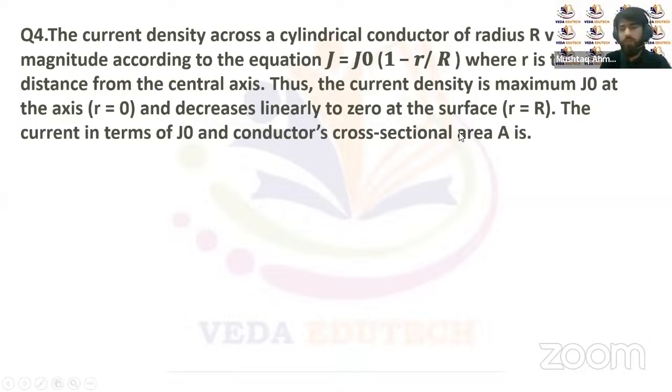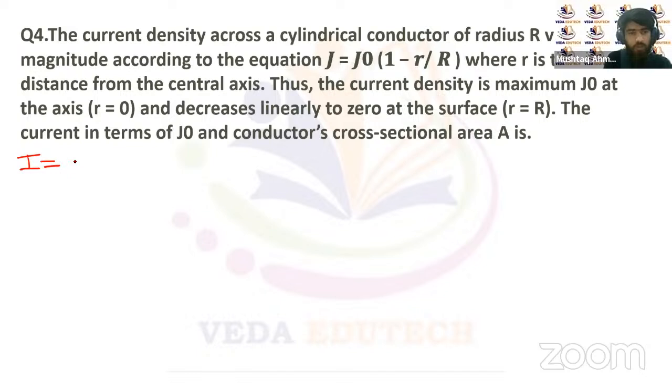Now we have a similar question once again. We have been given current density as a function of r, and we have to calculate the total current. So the total current here will be found by integrating this current density once again.